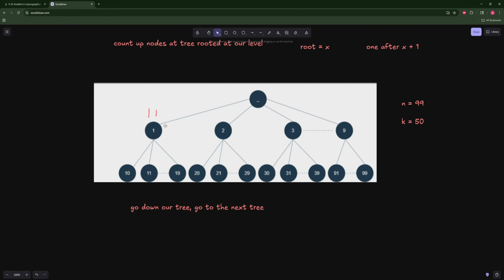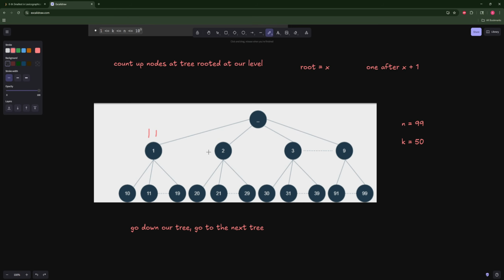Okay, so there's 11 nodes here, and like I said, we have 2 options. We can either go down a level, or we can go across. Well, we want to go across because there's only 11 nodes here, so going down, it's obviously not here. It's going to be over here. So when we go across, we say there's 11 here, we're going to the next one. That means we skipped 11 nodes, so we could decrement here. So we could say now there's 39 nodes left.